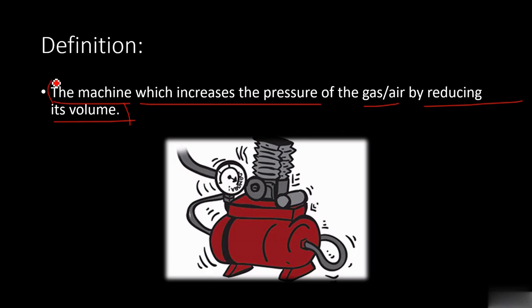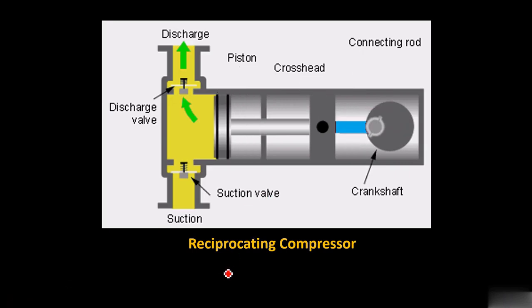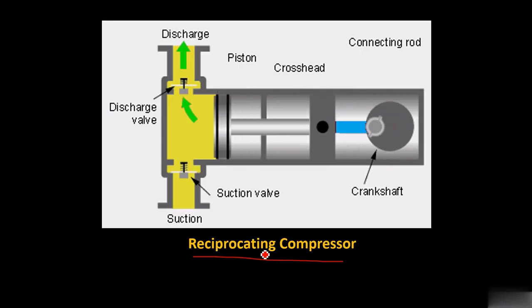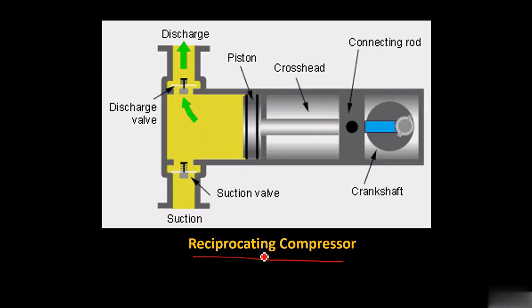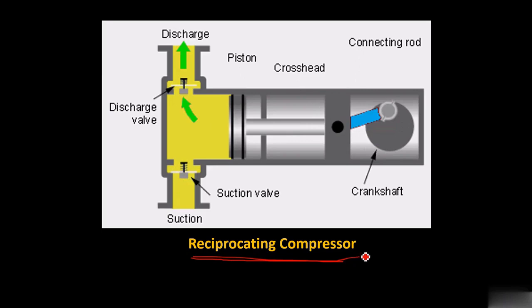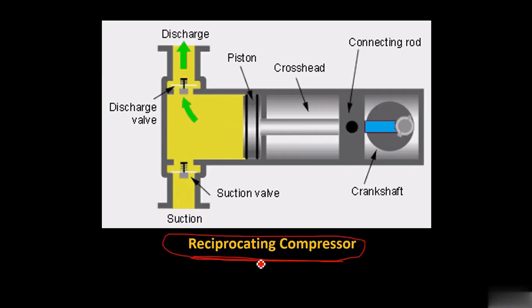So coming back to our topic, what is the definition of the compressor? The machine which increases the pressure of the gas or air by reducing its volume is nothing but a compressor. Let us understand the phenomenon of the compressor with one example: the reciprocating compressor. We will get to know what a reciprocating compressor is in the next videos, but for understanding the working phenomenon, the basic phenomenon applies to all types of compressors.